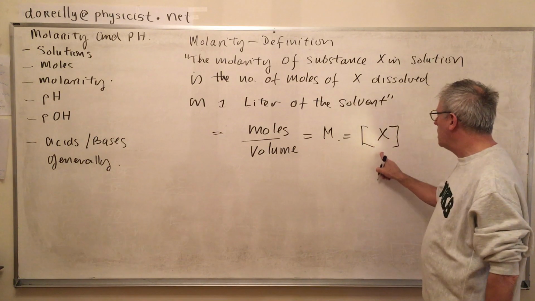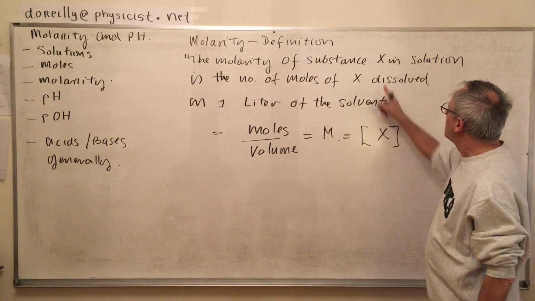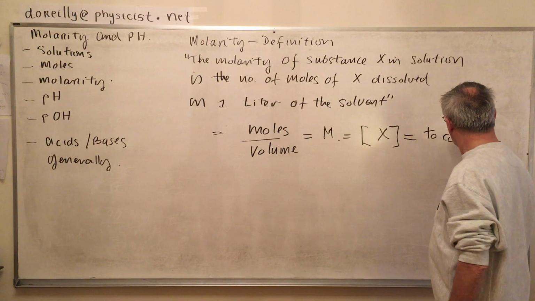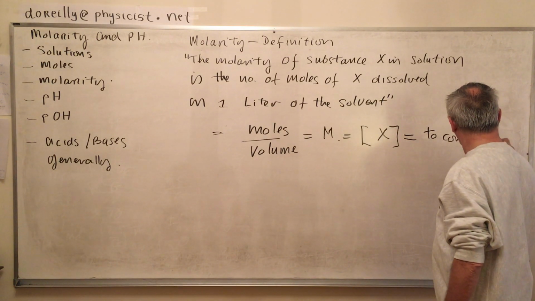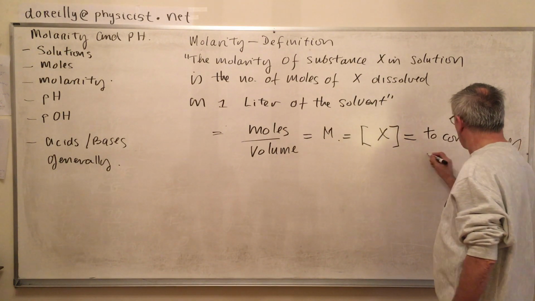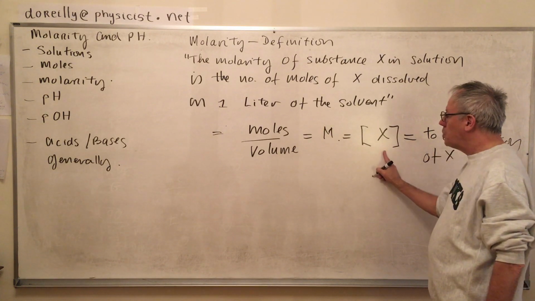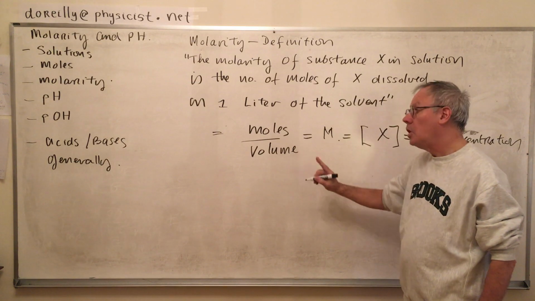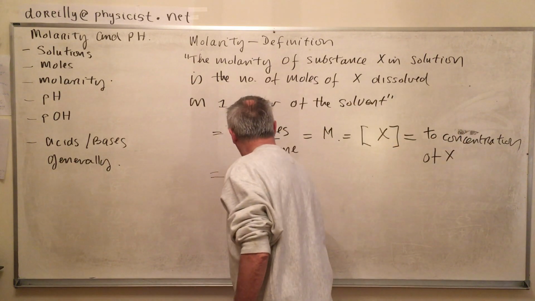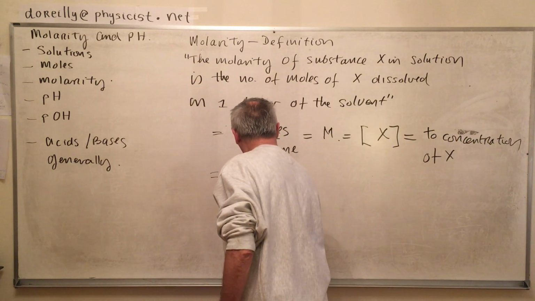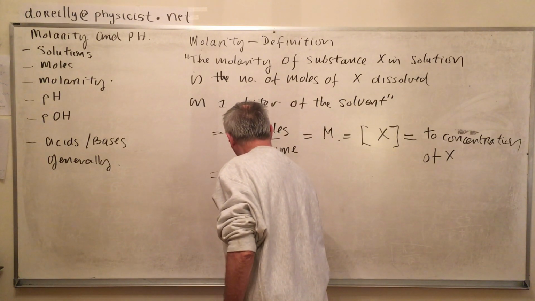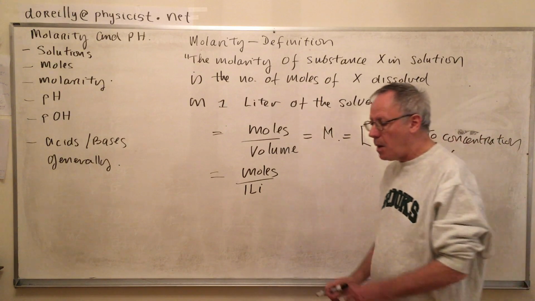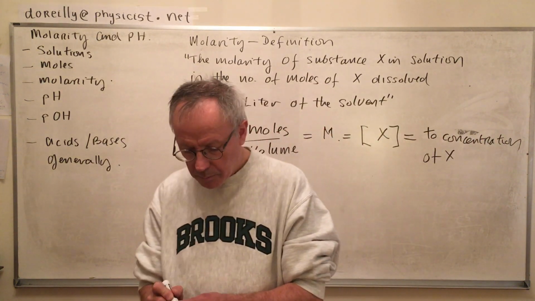Now the chemists seem to be using this symbol to talk about the concentration of X. The concentration how? In moles per volume. Moles per cubic meter? No. Moles per litre. Okay? Now let's look at some quick examples off the top of our heads.